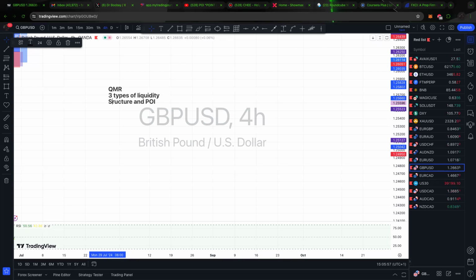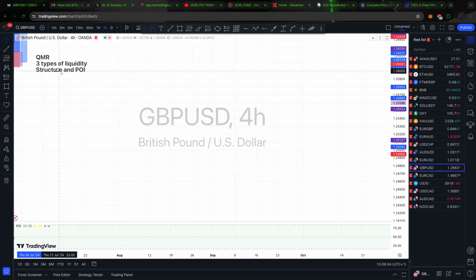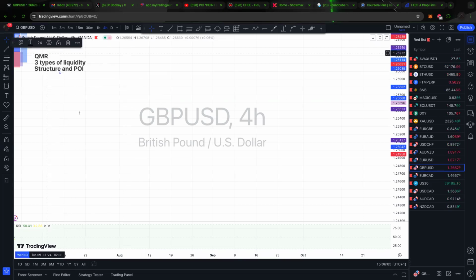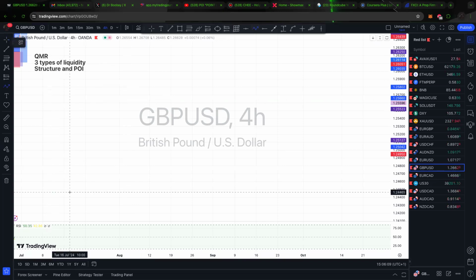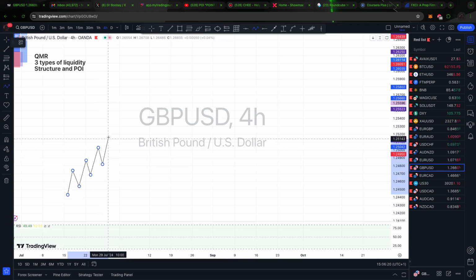Structure and POI. So let's just start with structure, and then we move from there to QMR, to 3 types of liquidity. We start from the bottom to the top. So for structure, let's look at a bullish scenario. When we have a bullish scenario like this, we expect price to just come back to 78.6% of our Fibonacci level and bounce again.